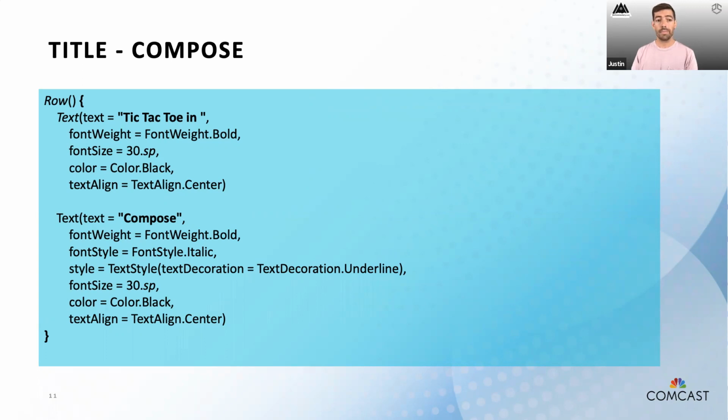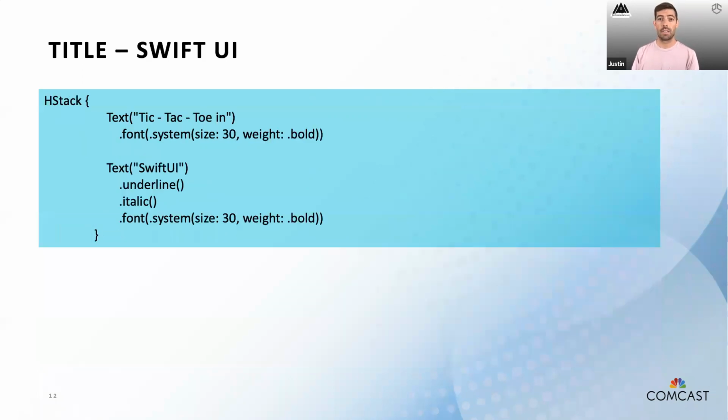When we look at SwiftUI, things look very similar. Instead of a row, we're using an HStack, but functionally everything's pretty much the same here. We have two text elements. They're both getting modifiers to control the size, font weight, italics, underline, that sort of thing. Syntactically slightly different, but functionally essentially the same.